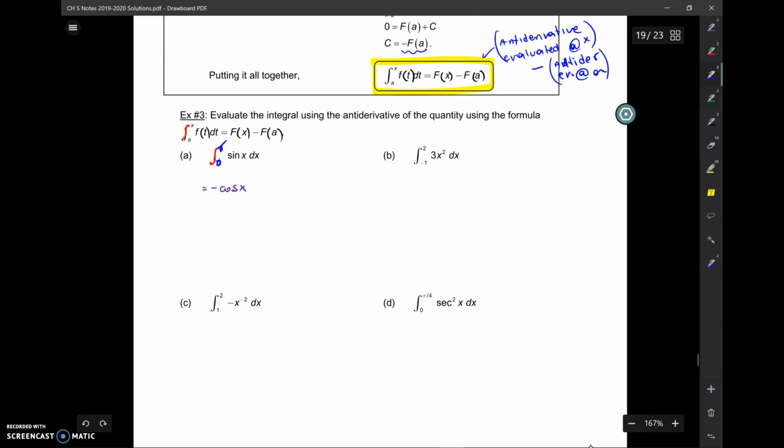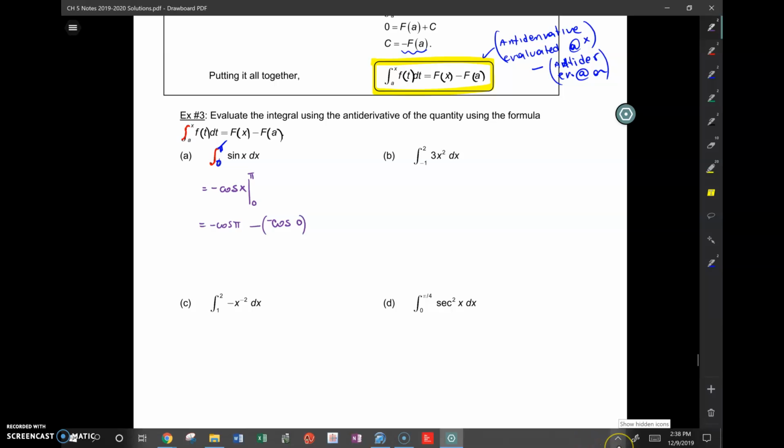Okay? All right, so now, before we would have said negative cosine of x plus c. But now this is a definite integral. So the way we do it is, this is negative cosine of x, vertical bar like this, which means evaluated at, or from 0 to pi. Now, you plug in the upper bound because it's capital F of the upper bound. So negative cosine of pi minus negative cosine of 0. That's how you do a definite integral.